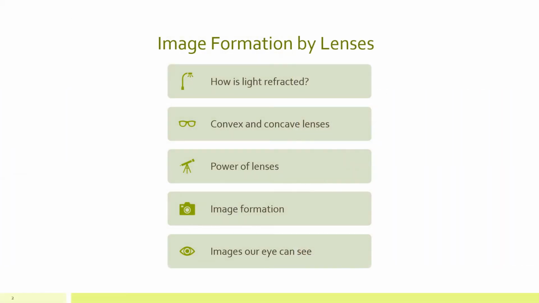So a brief overview of what we're going to go over in this video is we're going to start with how light is refracted and some properties of light. Then we're going to go over the two types of lenses, convex and concave. We'll cover the power of lenses and then how image formation works. And then we'll go over a specific example of image formation in our eyes.